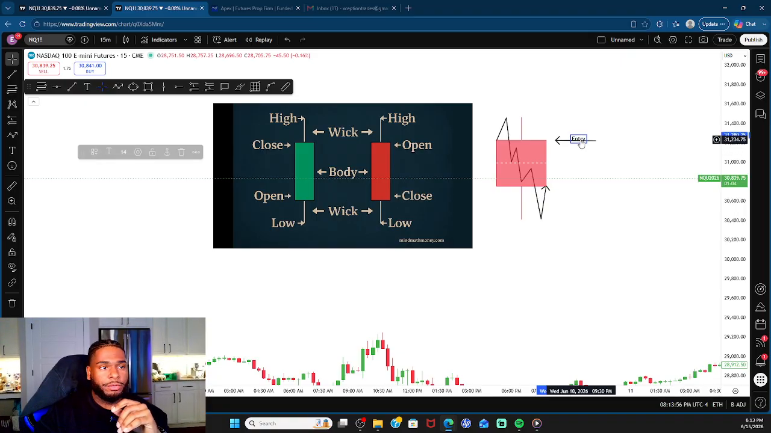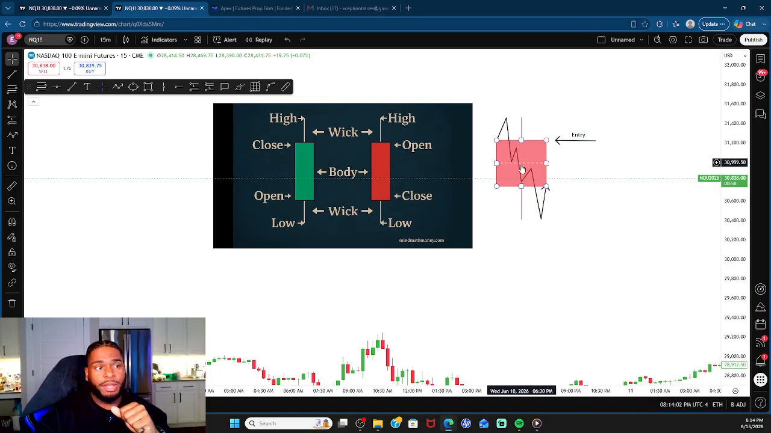This is our entry, right? We close where? At the bottom. We close lower than our entry. That is why the body of this candle is red. Got as low as our wick here, but closed here. I really hope that makes sense.